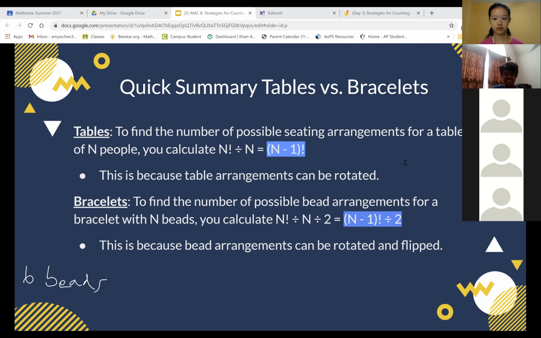I have a challenge. Do you think you can find the total bead arrangements if we have 6 beads, but 3 are one color and 3 are a different color? So 3 are red, 3 are blue. So how do we do that? If you're confused, think back to our letter arranging problems. Did you say 3 red, 3 blue? Okay.